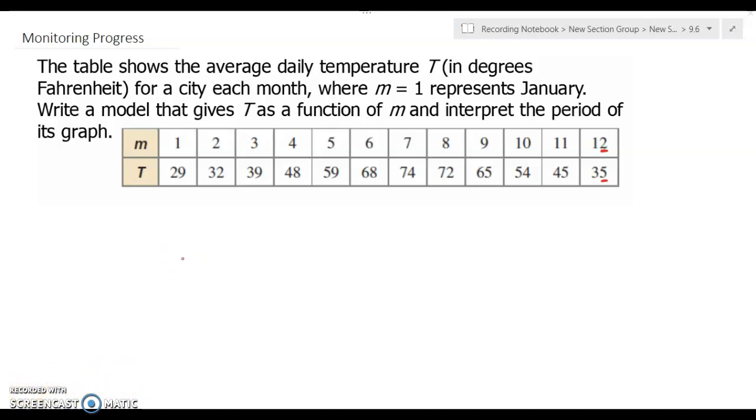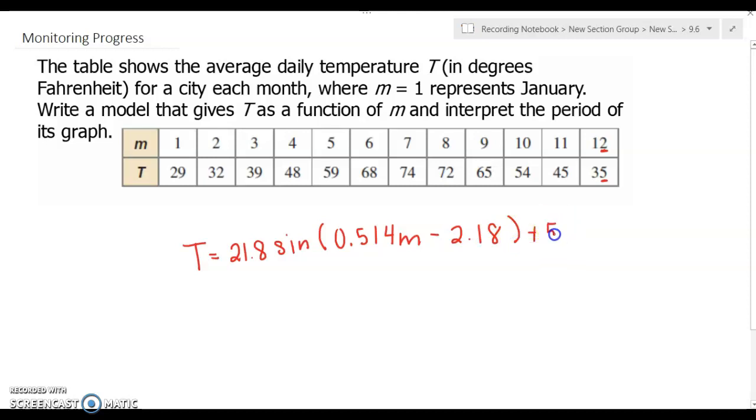All right, so here we have T equals 21.8 sine of 0.514m minus 2.18 plus 51.3. Okay, and once again, just like the other one, the period would be 12 months because 12 months is in a year, and so after December would start back over with January and would just keep going on and on.